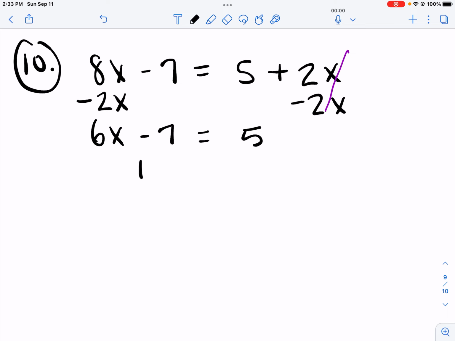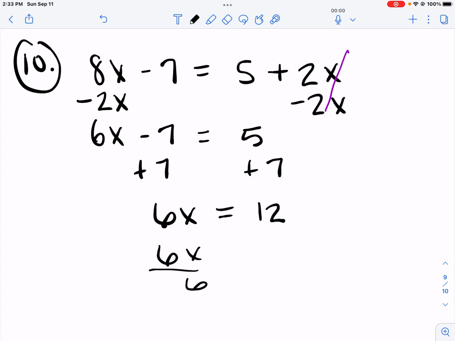Okay, now I'm going to add 7 to get rid of subtract. Now I'm going to divide to get rid of the times. Same thing on both sides of that equal sign.